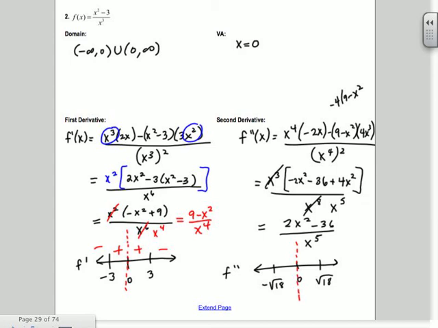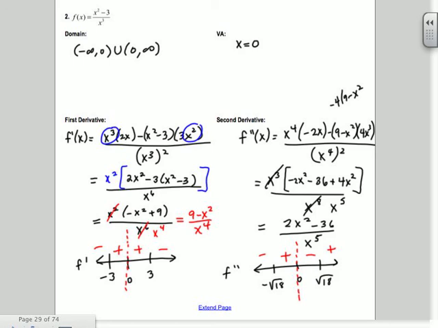So if I plug in negative 1, on the top I'd get a negative number. On the bottom I get a negative number, so it's positive. If I plug in 1, I get negative on top, positive on bottom, so negative. If I plug in something bigger than square root of 18, so 5, I get positive on top, positive on bottom. And if I plug in negative 5, I get positive on top, negative on bottom, so negative.